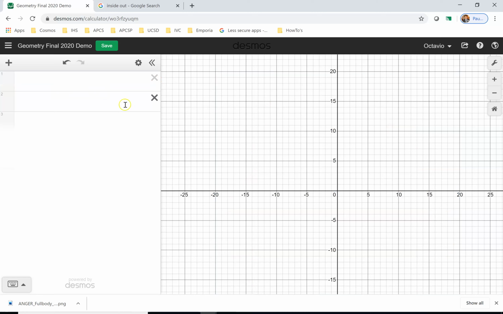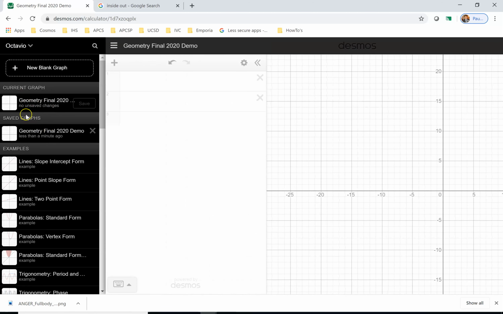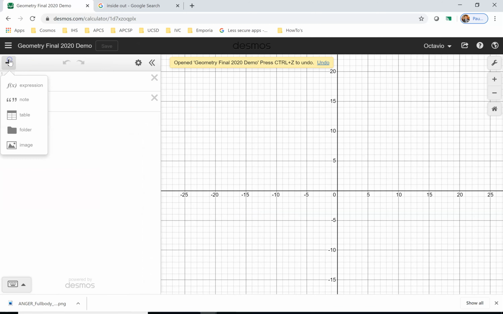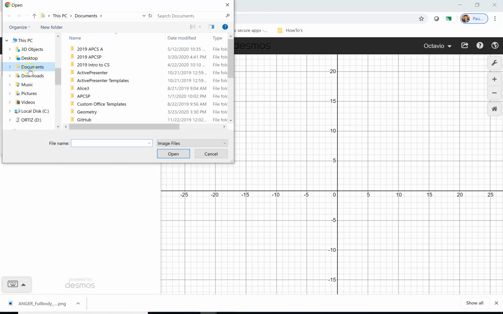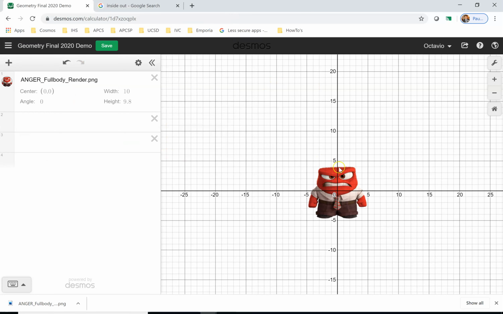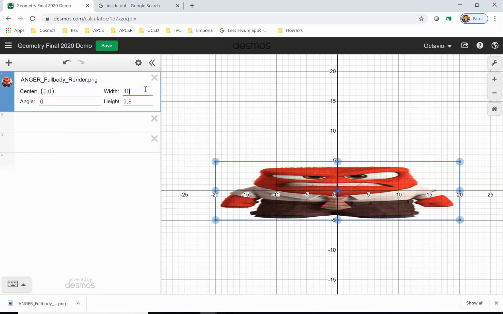We would close it. So I deleted it, okay? And let me click save. And you see now, if I go to my saved graphs, it's not there anymore. I lost it. Well, I can go to the plus, add image. It should still be in my documents folder because I haven't deleted it, and it's right there, Angular full body render. And it uploads it again, but it's small. So I would have to resize it, but I remember what the width was. It was 40. And so I'm going to change this to 40.